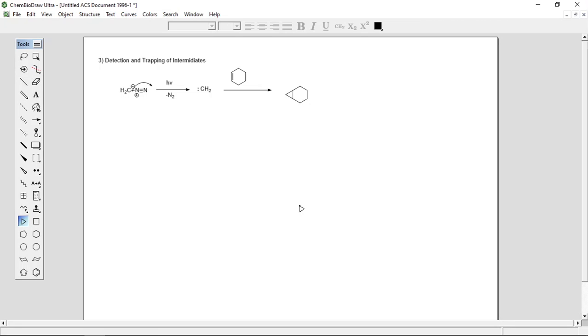Another example of detection and trapping of an intermediate is another intermediate, that is the benzyne intermediate. Benzyne immediately reacts with anthracene to yield triptycene. So this is your compound.